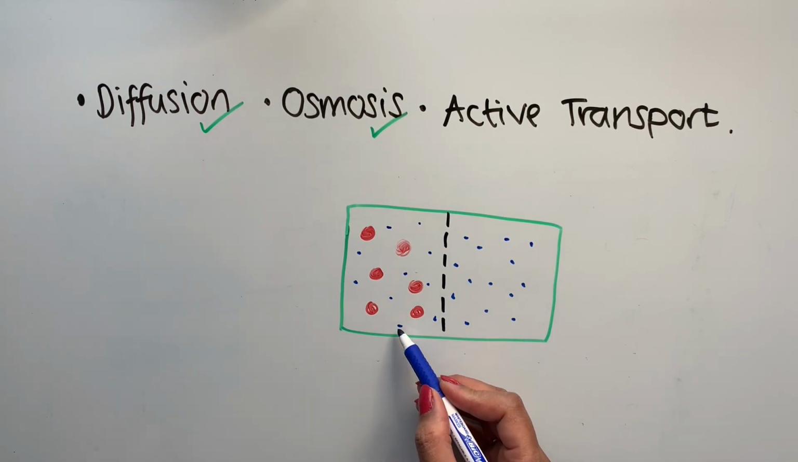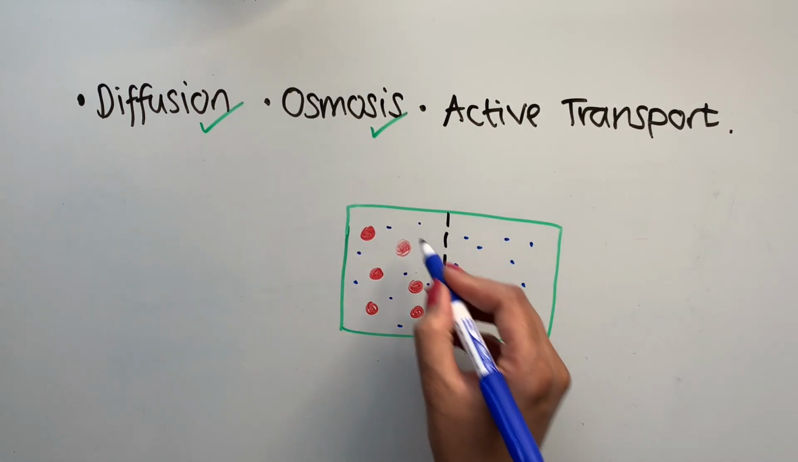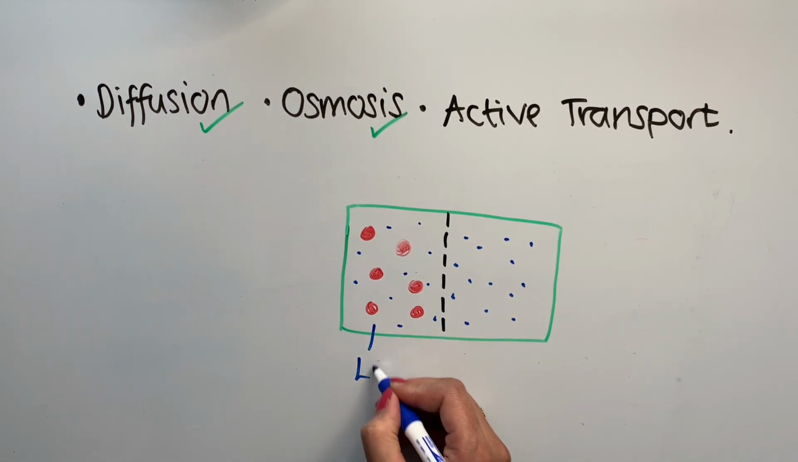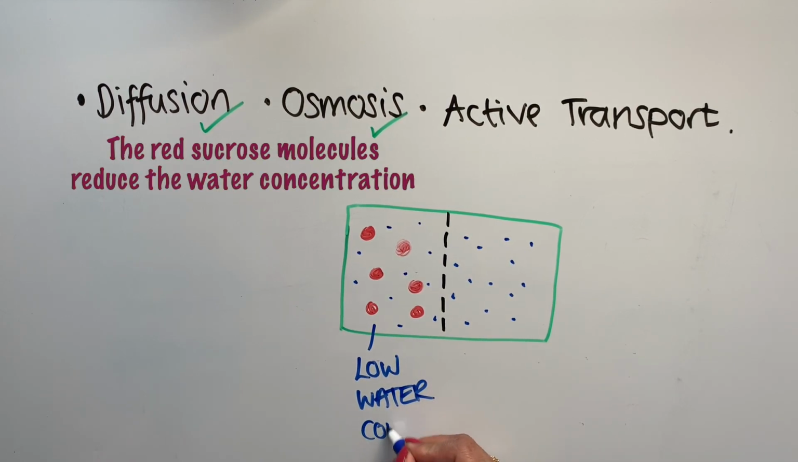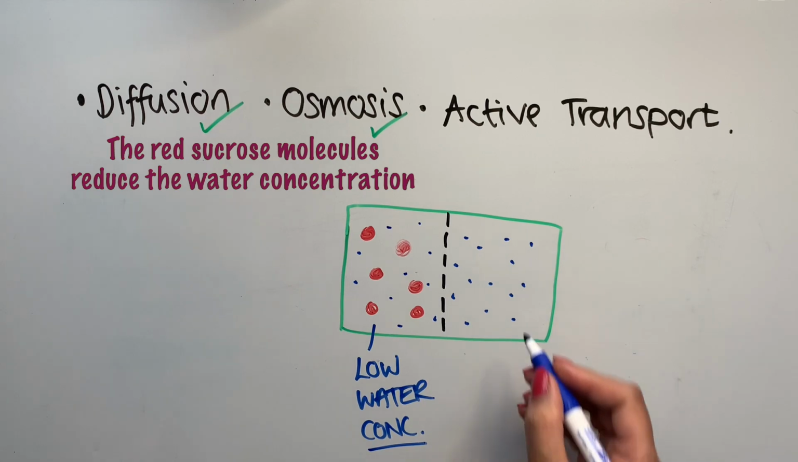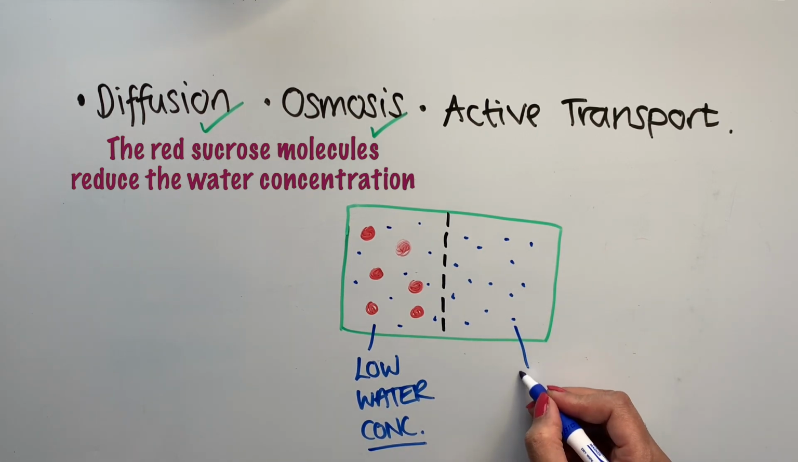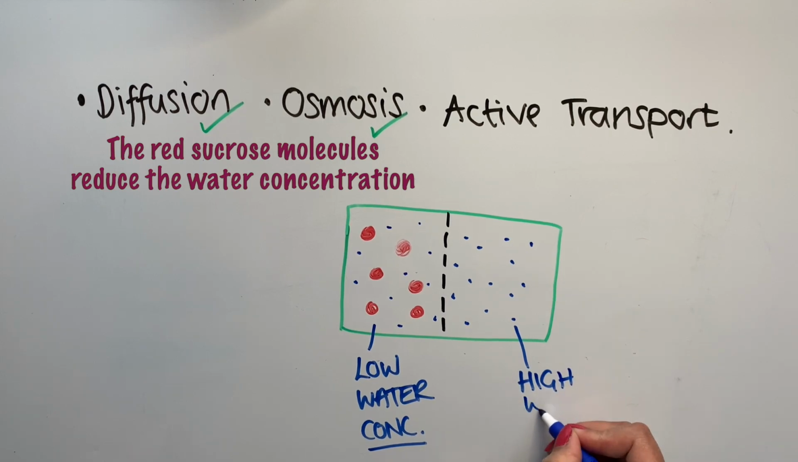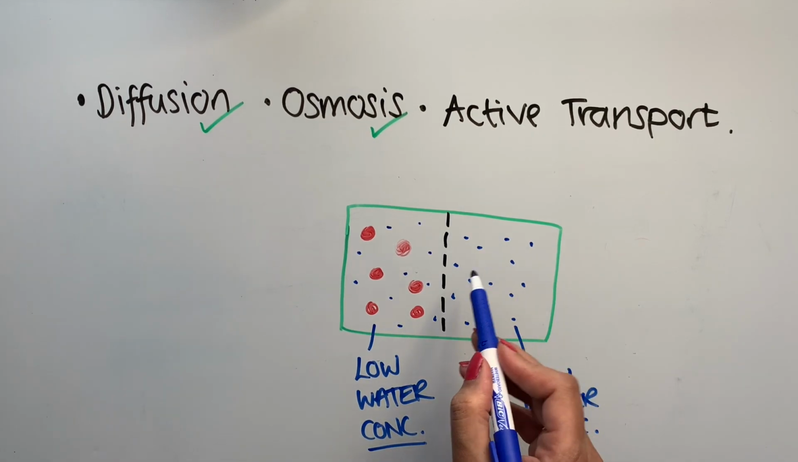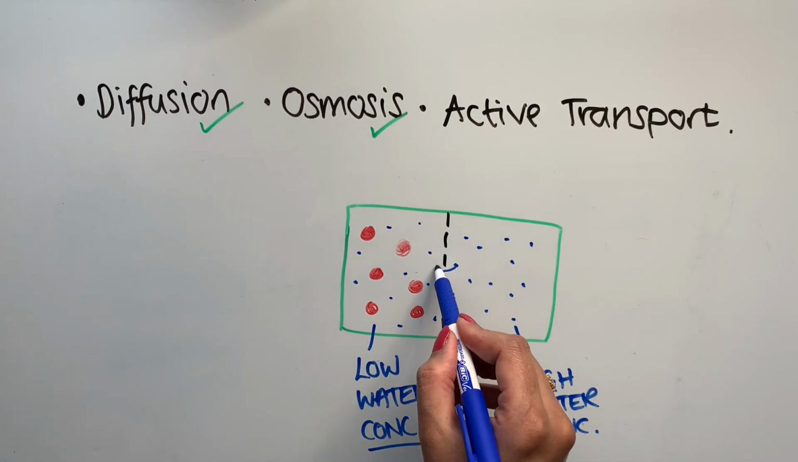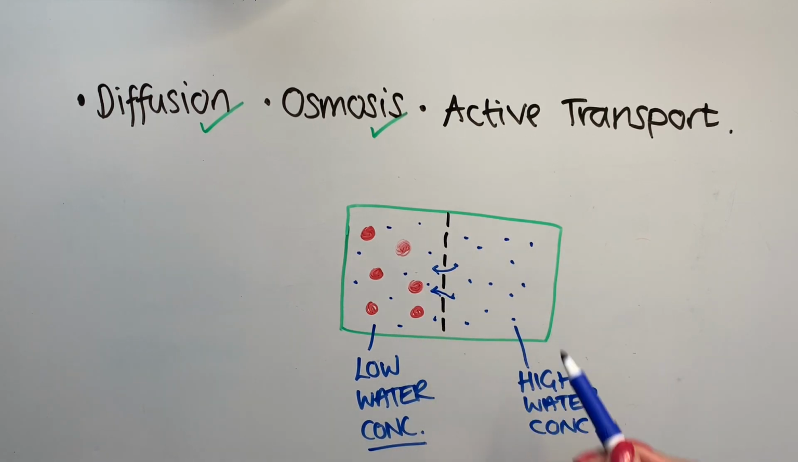Because we do not have a high concentration of water on this side, we have a low water concentration, and I'm going to put conc for short for concentration, and on this side we have a high water concentration. The water molecules will diffuse through the partially permeable membrane from an area of high concentration to an area of low concentration across the concentration gradient.